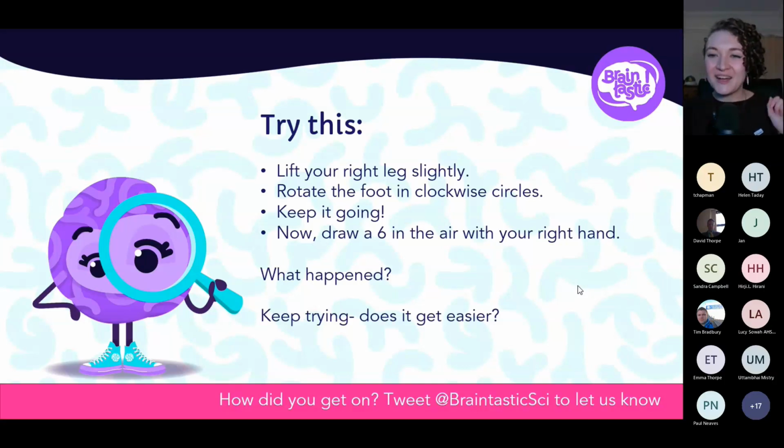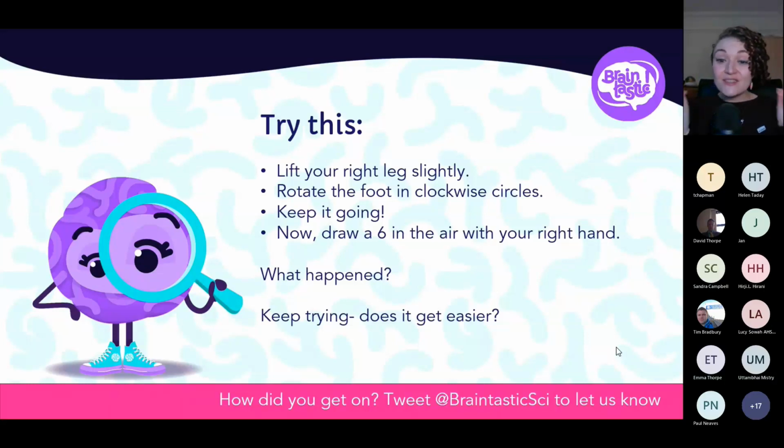Have a go and tell me in the chat what happens when you try to draw the 6. What happens to your foot? Steve's foot started going in the opposite direction, as has William's. And Charlie's, the foot's following the hand.